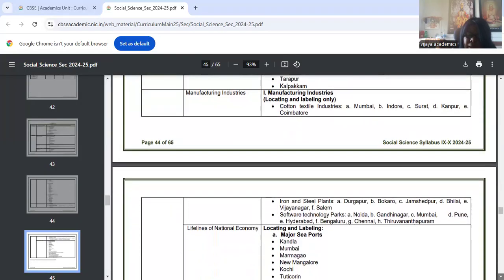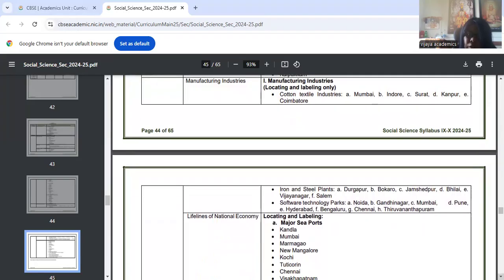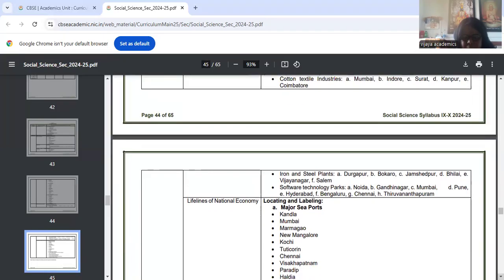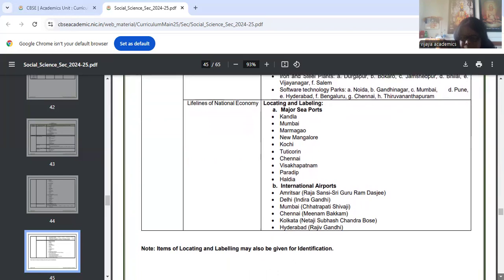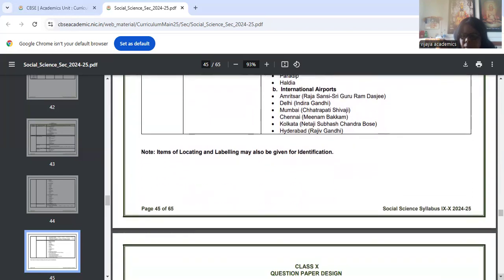Manufacturing industries, locating and labeling only. Cotton textile industries: Mumbai, Indore, Surat, Kanpur, Coimbatore. Next is iron and steel plants: Durgapur, Bokaro, Jamshedpur, Bhilai, Vijayanagar, Salem. Software technology parks: Noida, Gandhinagar, Mumbai, Pune, Hyderabad, Bangalore, Chennai, Thiruvananthapuram. Then lifelines of national economy, locating and labeling major seaports and international airports. So this is all about the map work.